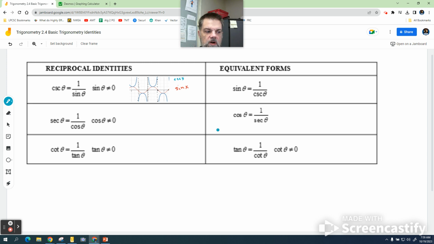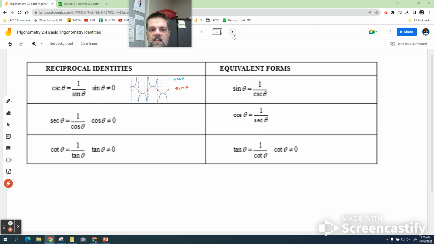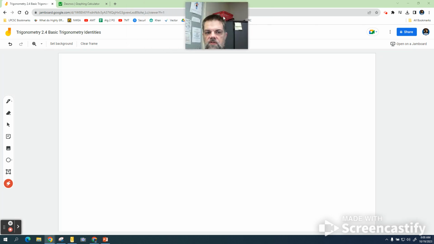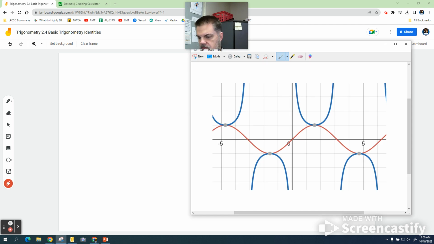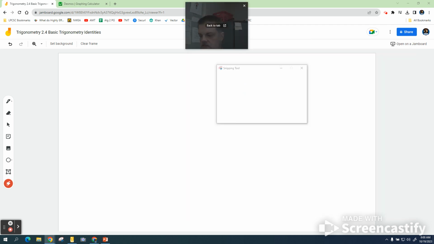Same thing here. Secant is the reciprocal of cosine, or secant can be 1 over cosine. Cotangent is the same as 1 over tangent. So these are the ones that we've kind of been using, but they're interchangeable, right? They're reciprocals of each other, which will be helpful. Now, the other thing that we need to do is learn how to apply that. So let's do an example together real quick.